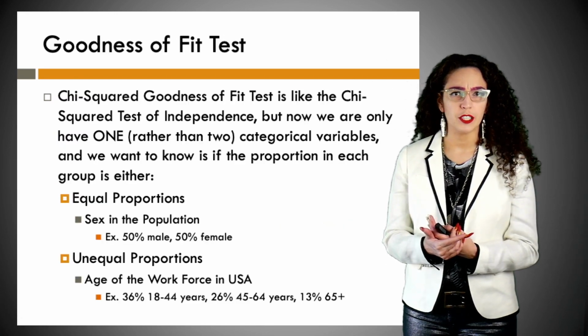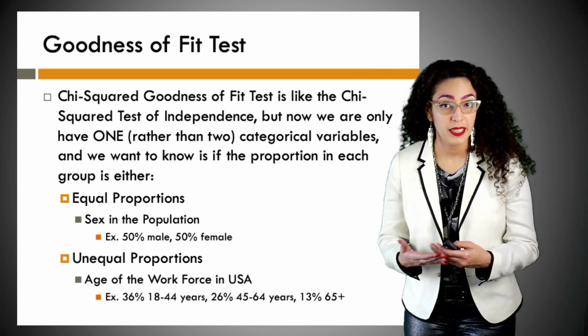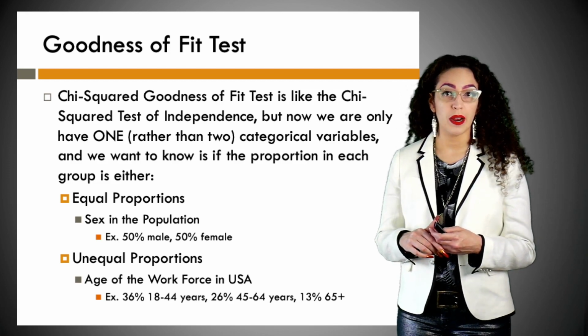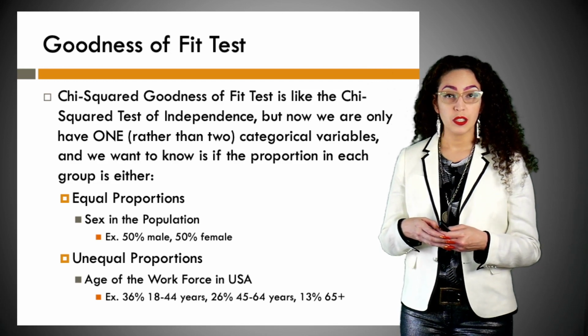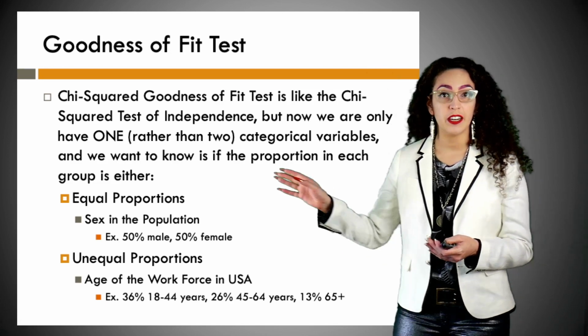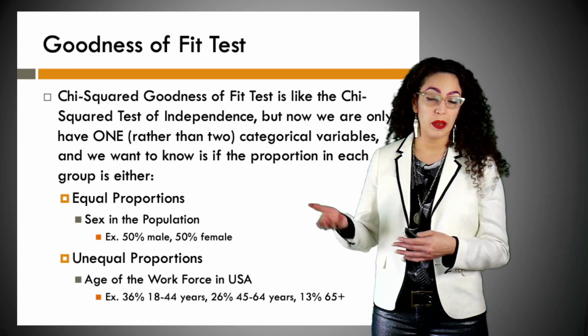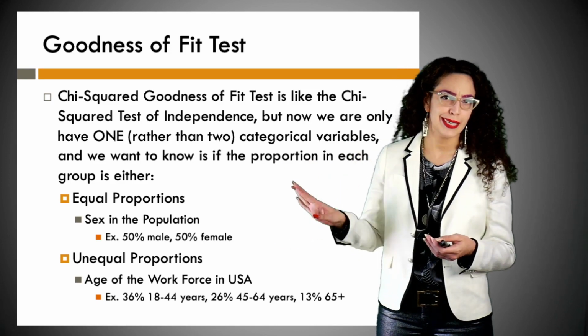So how do we answer that question? We can do a chi-square goodness of fit test like the chi-square test of independence, but now we are only dealing with one categorical variable rather than two, and we can test the proportions that we observe. So there are two different situations here. We can test if they are equal proportions, like let's say sex in the population, we would expect 50% male, 50% female. It's actually a little different than that, but it's an example.